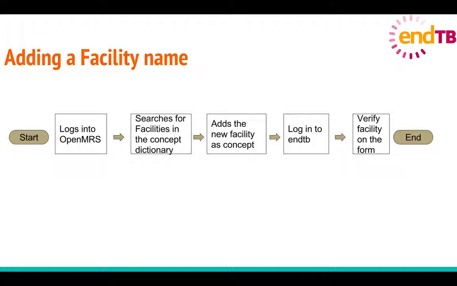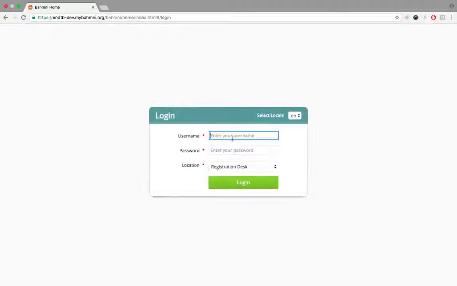Currently, let's look at one particular action that he would do. Say he has to add a new treatment facility here to the forms. So what he would do in such a case is that he would log into OpenMRS, create an appropriate concept, add it to the question, and then he would verify this in the form. So let us see how he would do this. I log in as Paul now.